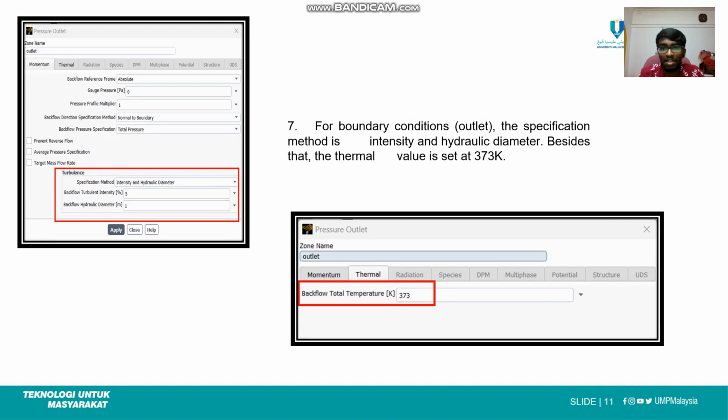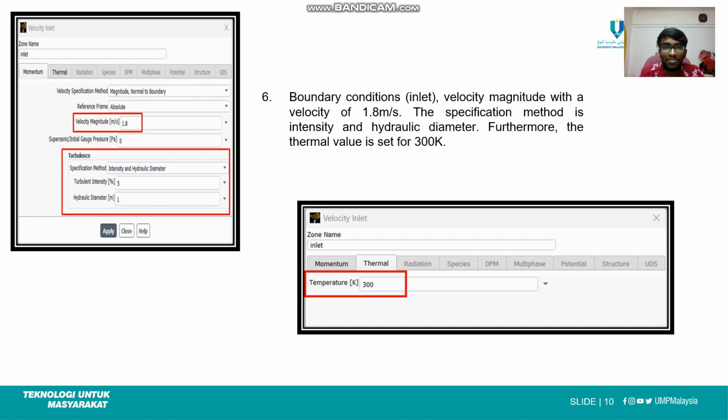Now let us look at the outlet. For the outlet, we can see that the specification method is intensity and hydraulic diameter, same as before for the inlet also.